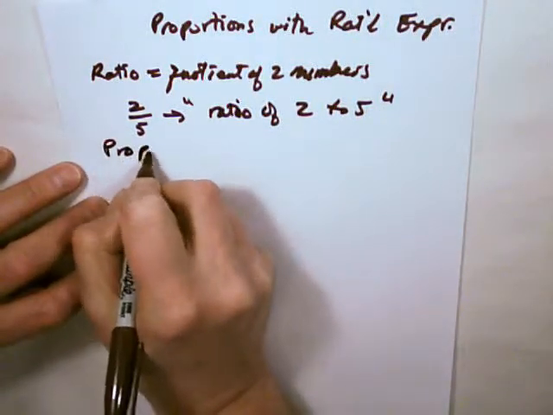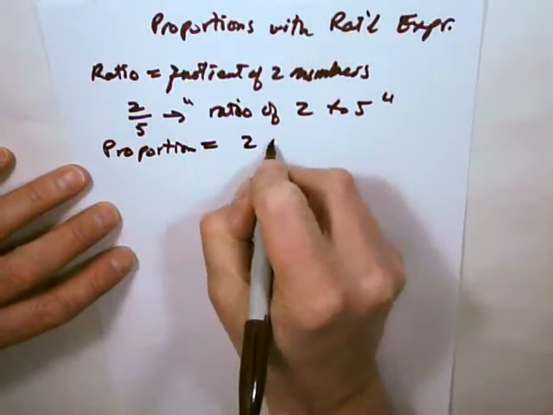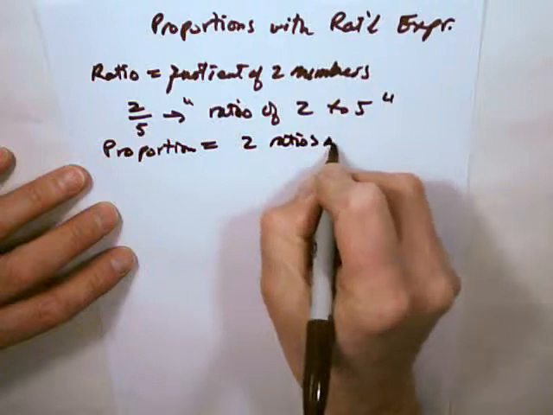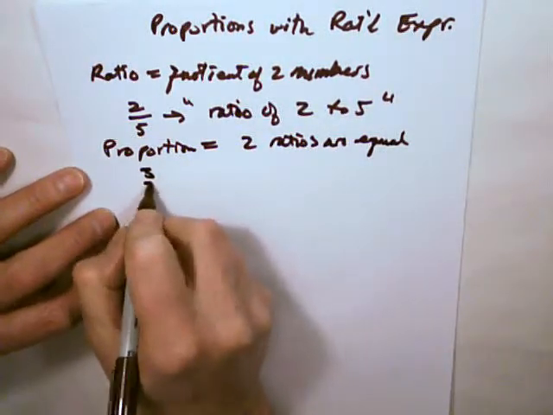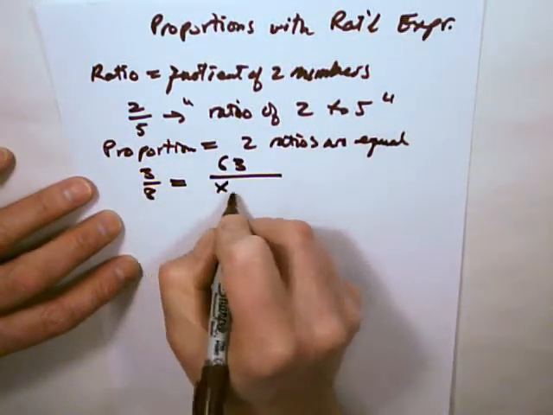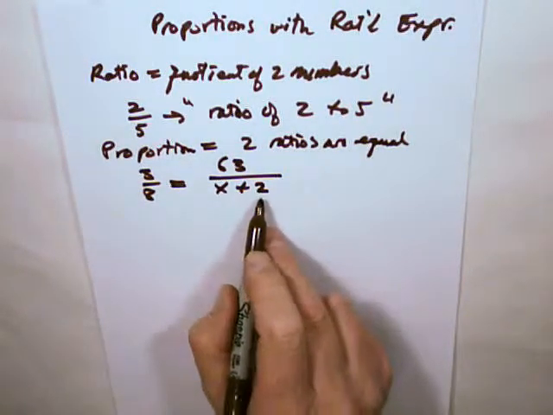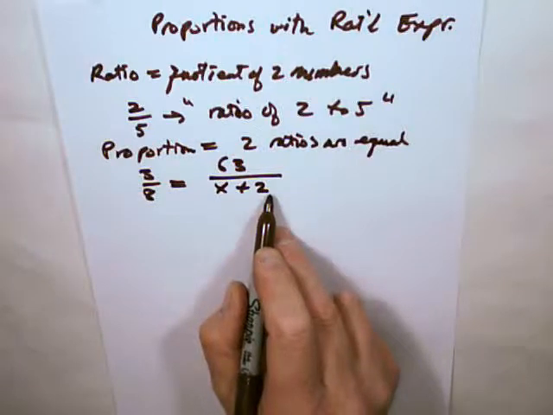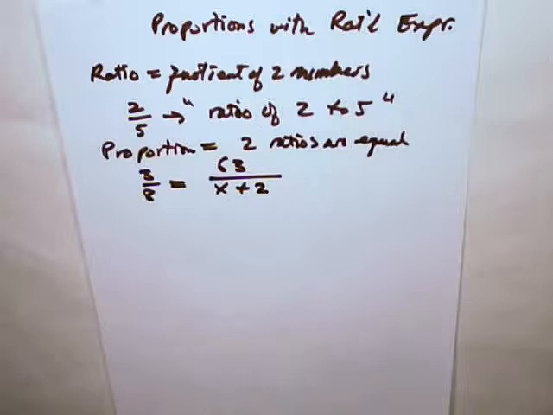A proportion is a statement that two ratios are equal. So we might have something like 3/8 equals 63 over x plus 2. Now notice in this particular case that I introduced a rational expression in one of the ratios, and that's perfectly fine. So we're going to solve this just like we would have solved this as a regular fraction.